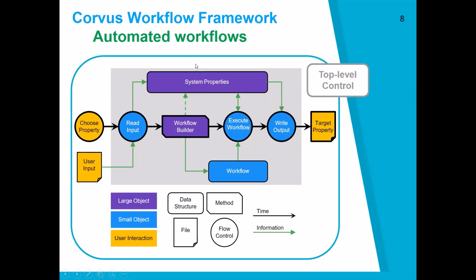It's going to read the input and populate this system properties data structure. And this data structure is what communicates with all the different pieces of the code. The workflow builder generates a workflow automatically. And then you have something to execute it and write output, and you finally end up with a target property. And the idea is that this communicates with all the external codes and handles all of the translation of input and output, so that you really only have to learn one type of input and output.